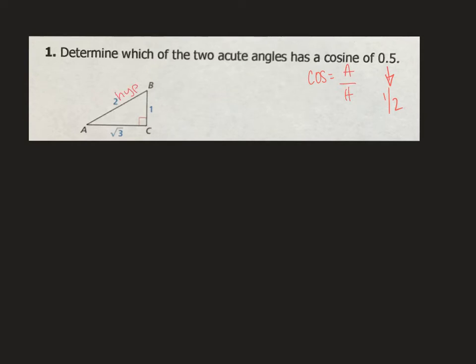So if 2 is our hypotenuse and 1 is our adjacent side, that means square root 3 would have to be the opposite side, which is going to leave us at angle B. So the cosine of angle B would be that 1/2 or 0.5.